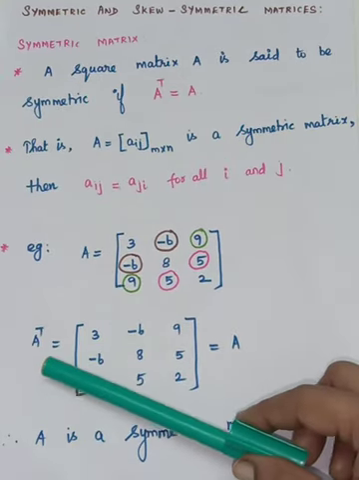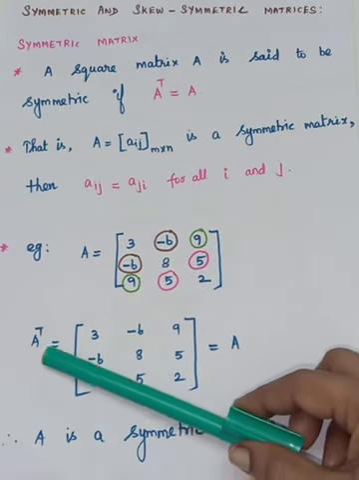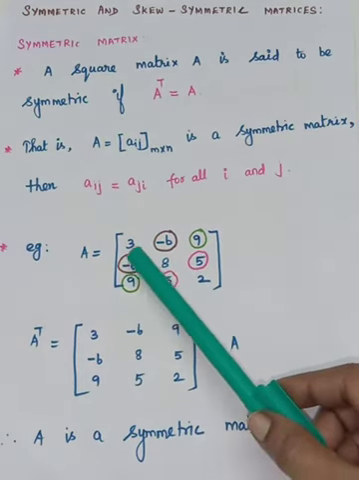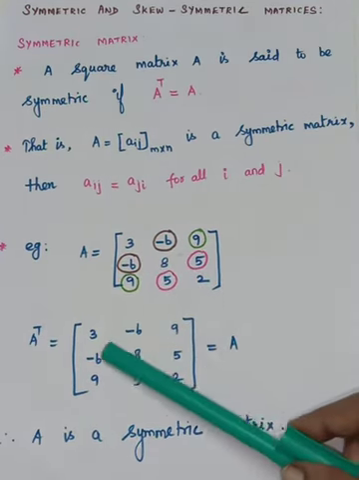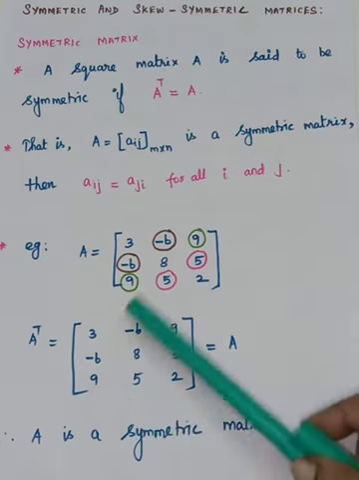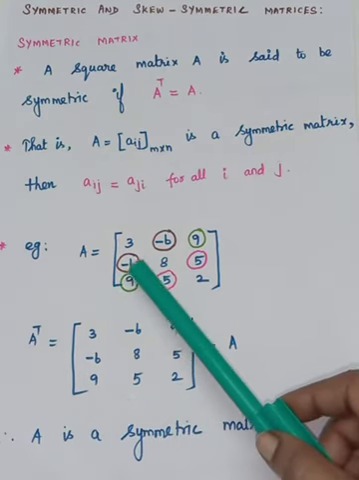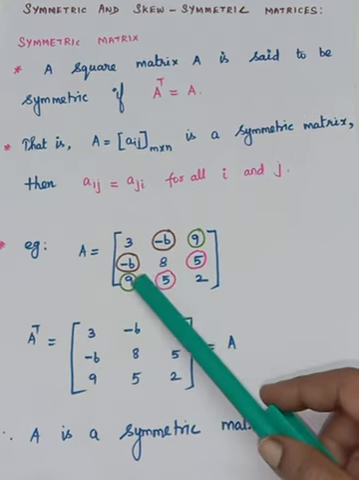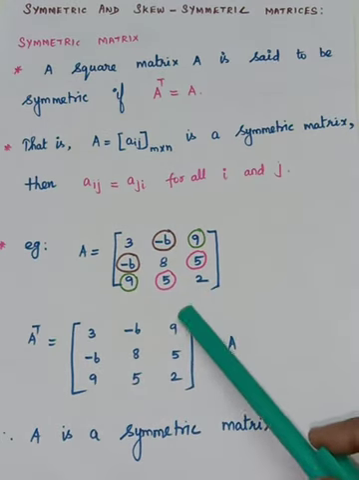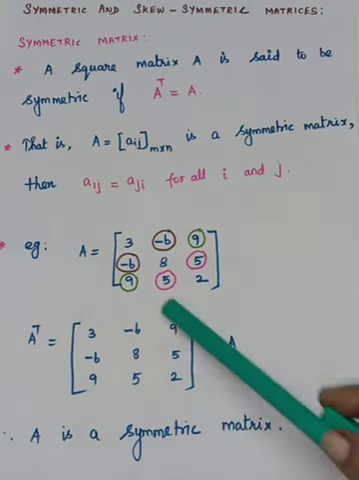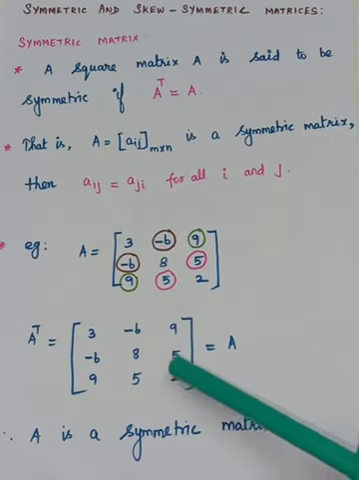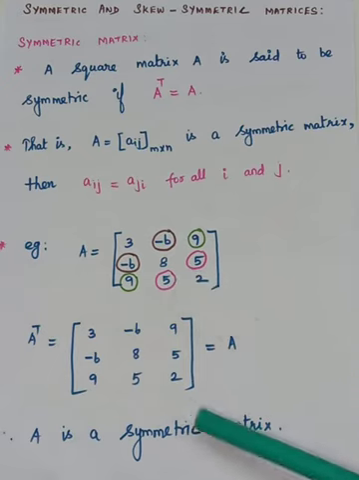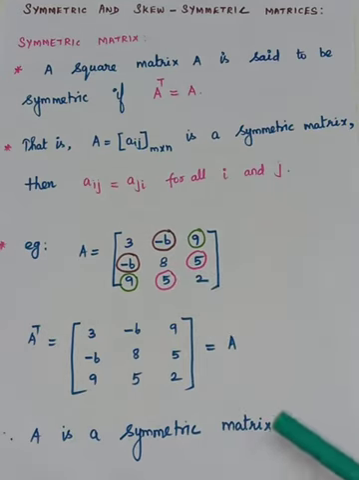So first I am going to find out A transpose. Transpose means what? Interchange of rows and columns. Take the first row 3, minus 6, 9, and it has to be written as the first column. Next, the second row minus 6, 8, 5 has to be written as the second column. And take the third row 9, 5, 2. It has to be written as the third column. You look at this, so it is nothing but A. So A transpose is equal to A, which means the given matrix is a symmetric matrix.